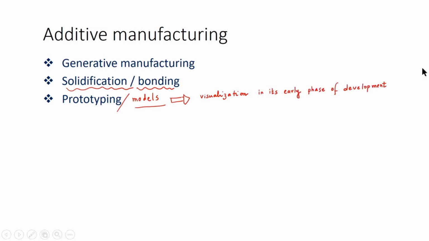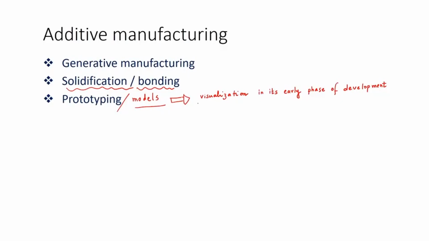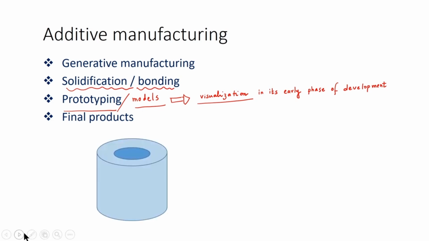If you recollect the product life cycle, there is a function that we call product conceptualization. To conceptualize the product, we have to visualize how the shape of the product will look. To visualize that, we can use prototyping based on the generative manufacturing process. But nowadays we can also manufacture final products using additive manufacturing operations. On your screen you can see a typical product that is manufactured using the generative manufacturing process.